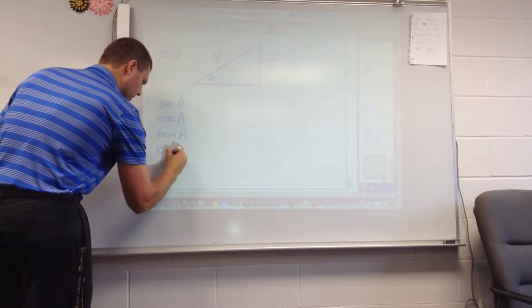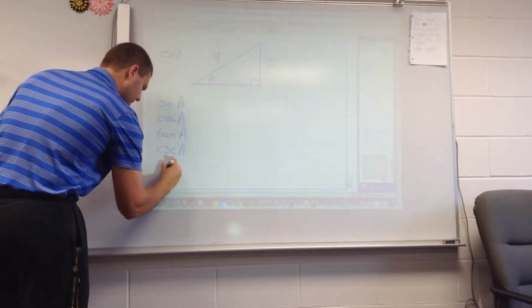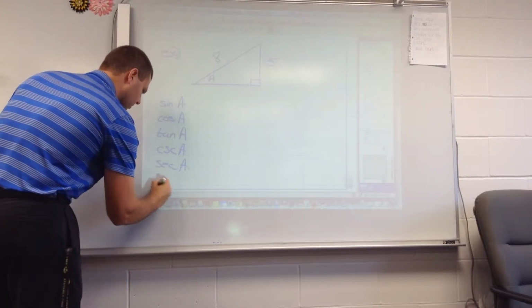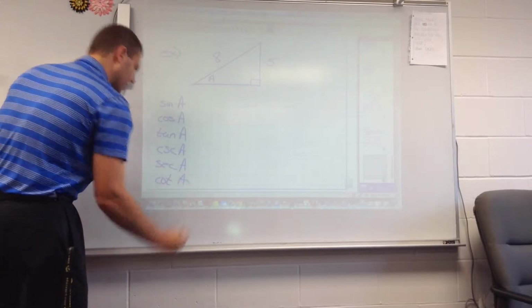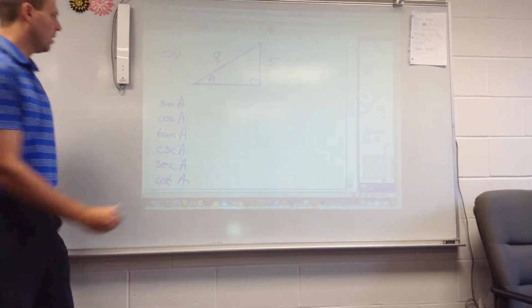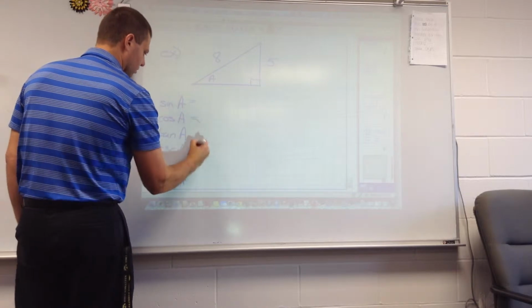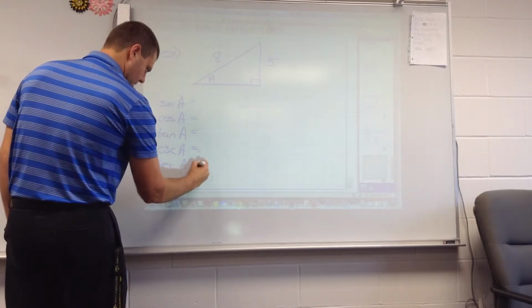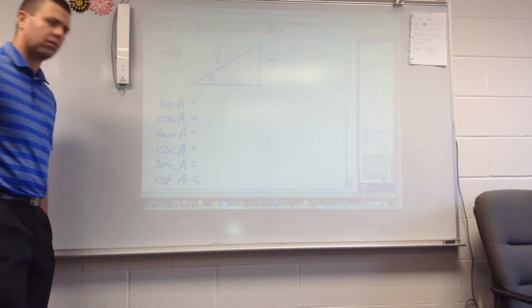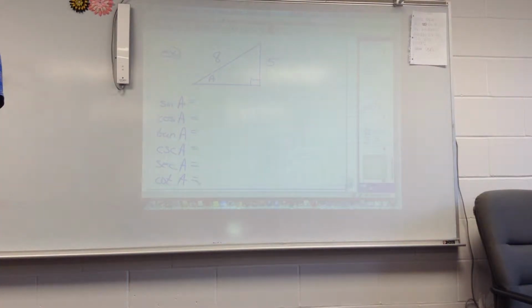Cosecant. Cosecant of A. Secant of A, good job. And then cotangent. Cotangent of A, nice job guys. We're on the ball. Okay. So we want to get all of these ratios written out. But as of right now, can we rattle all 6 of those off?